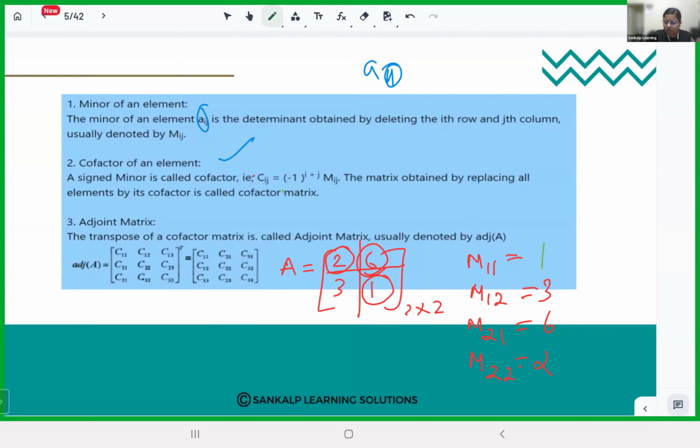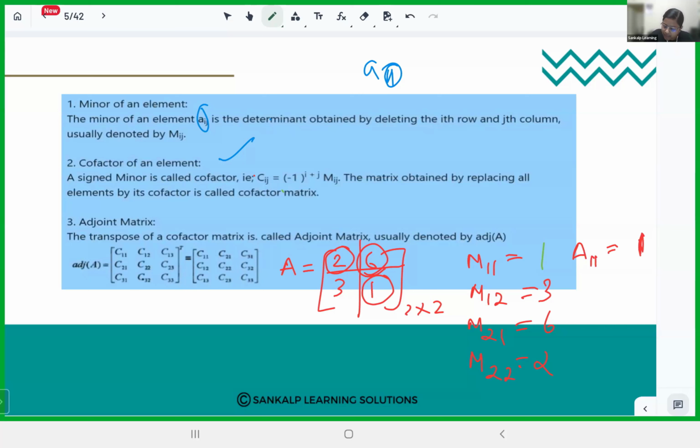All right. So now you have to find out the cofactor. What do you mean by cofactor? It is signed minor. And what does signed minor mean? The value is the same, but you add this row and column: here the value of row is 1 and the value of column is 1, right? So 1 plus 1 is 2. If it is an even number, you don't need to change the sign of the value. Okay, it is plus 1 itself. You don't need to change it into minus.